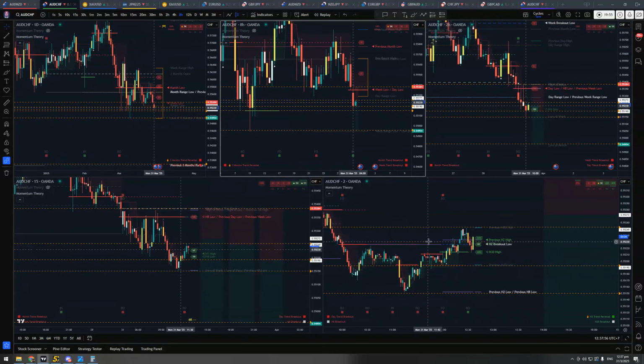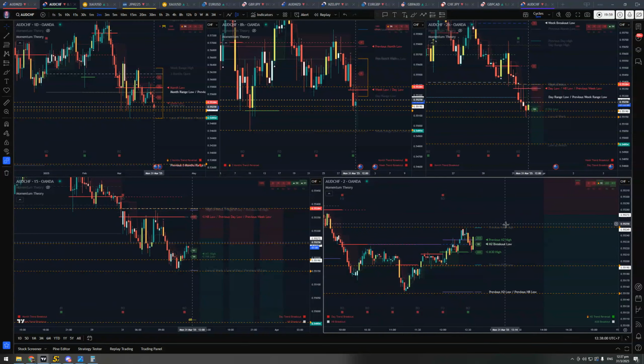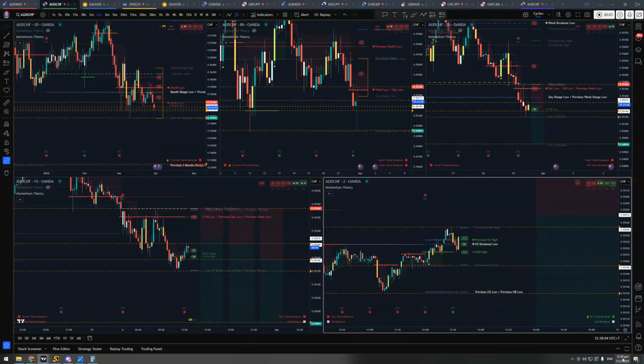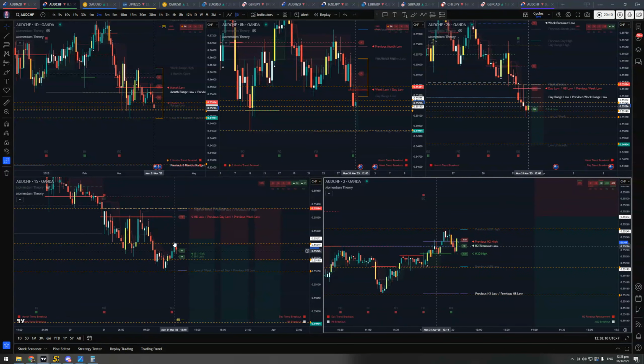So I'm looking at this as just a pullback. I want to see price fake out this level, and then I'll get in on the flip. Next M30 is in 30 minutes. So let's see what happens here.